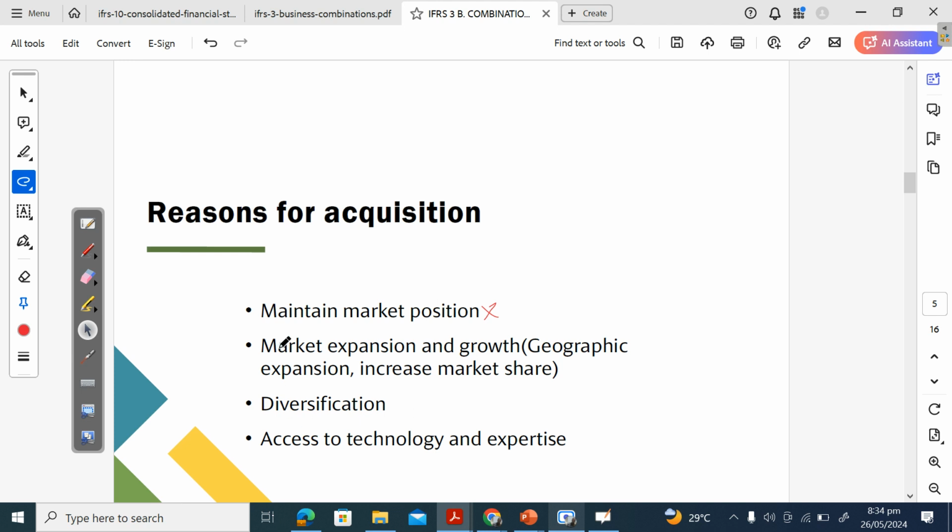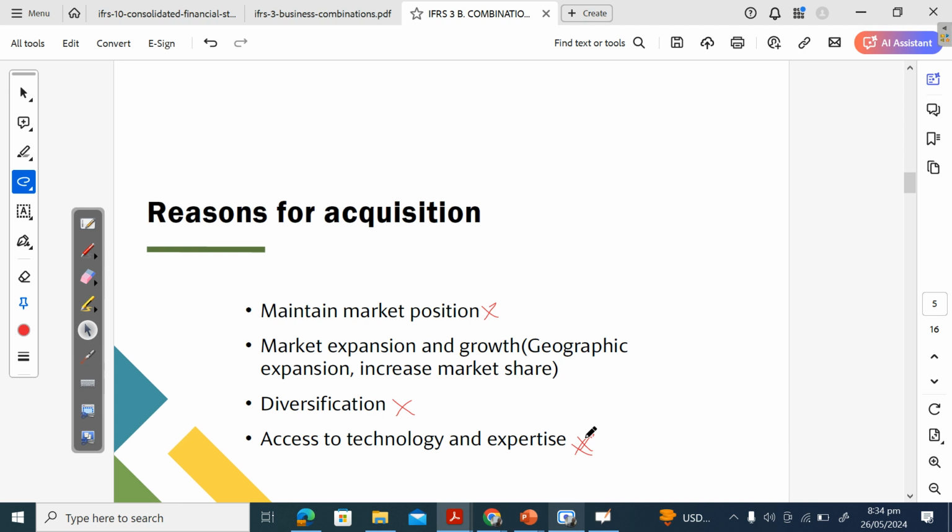Another reason for acquisition is market expansion and growth. If a company wants to grow, it can acquire other companies to help it grow faster. Then diversification. If you're a company and you want to enter different industries or different markets, acquisition is one of the ways of going about it. And also to access technology and expertise. If you don't have access to certain expertise or technology, by acquiring another company, you automatically have access to those technologies and expertise.